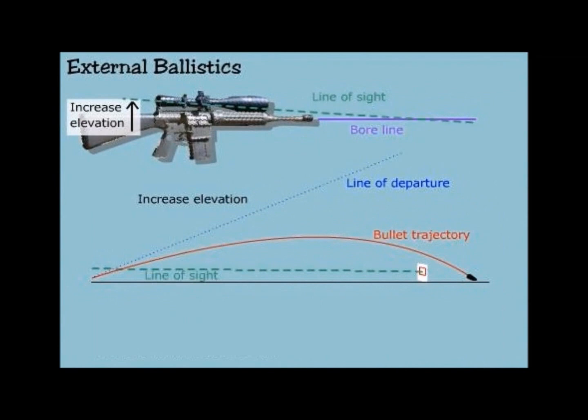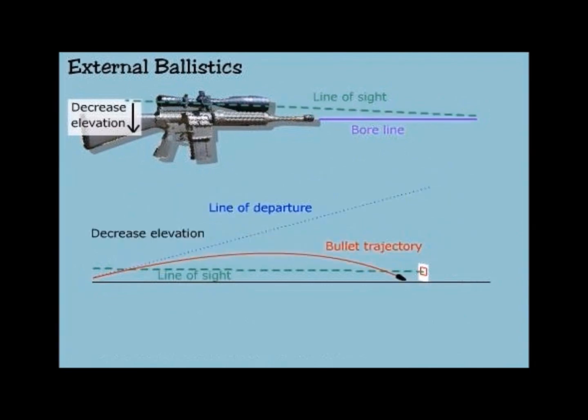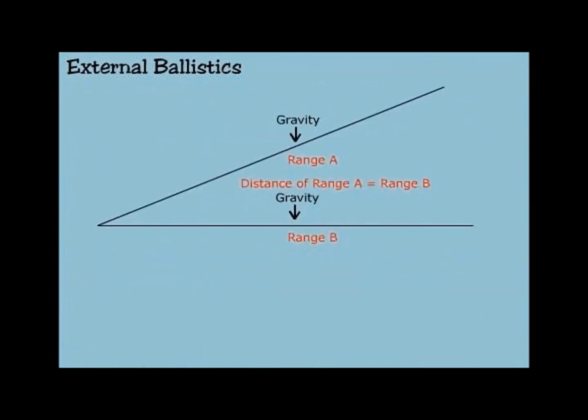If you raise the angle of departure or increase the elevation, the bullet will travel further and hit high. If the elevation is decreased, the angle of departure is less, so the bullet does not travel as far and will hit low. Any gun that is sighted in on a level range will shoot high if fired either upward or downward. The force of gravity works perpendicular to the horizontal.